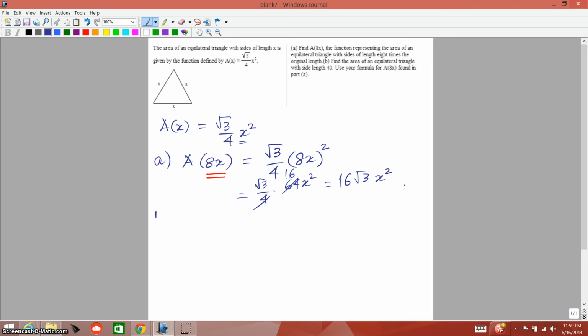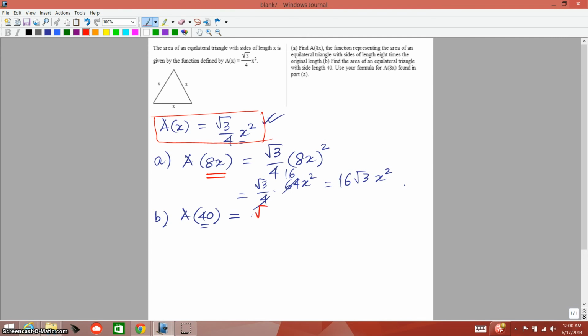Now I'm going to work on the second part, and it asks you to evaluate for A of 40. If you were not given any directions, I'm pretty sure you would use the original function, which is this one, and you realize that 40 is your input value, and when you use the original form of A of x, I'm sure you will get the correct answer in one chance.